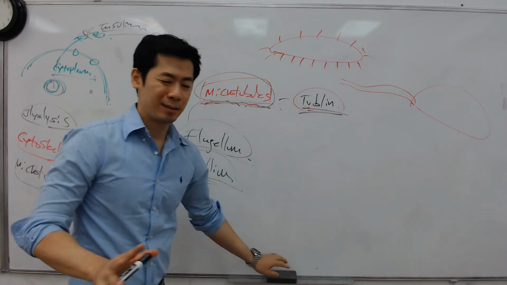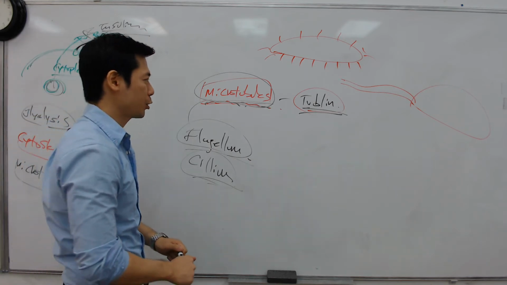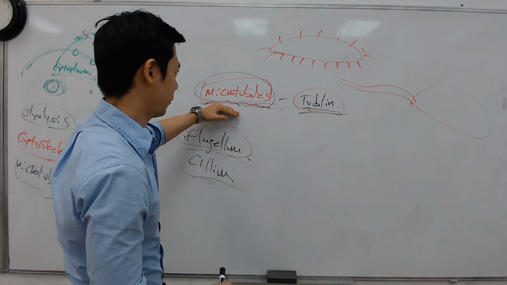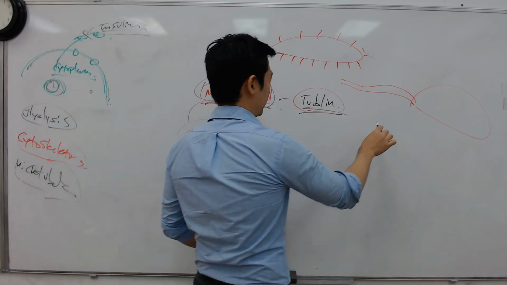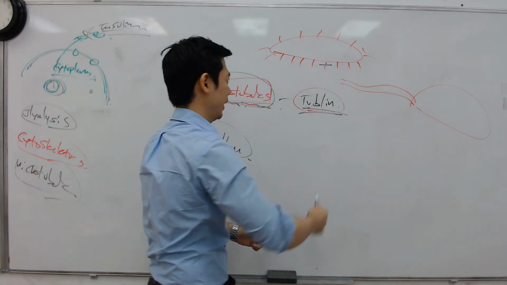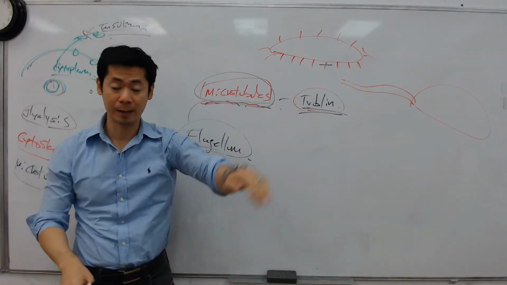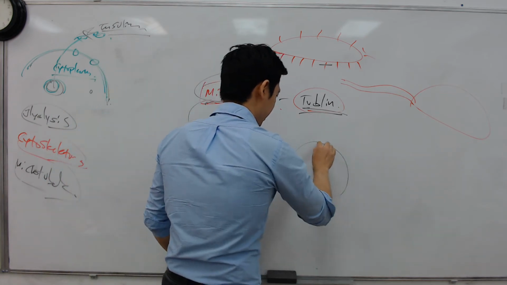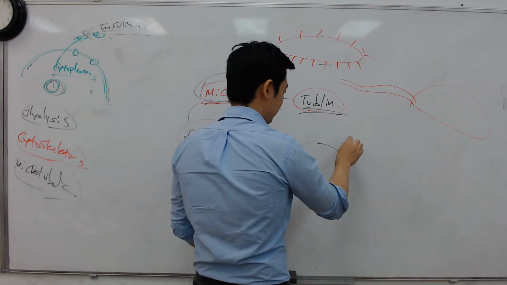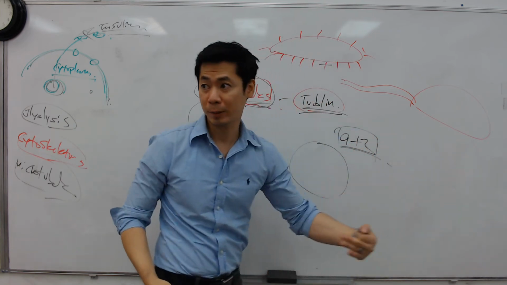So cilia and flagella are created from microtubules, okay? If I cut this cross-sectionally, a microtubule, how would they look is the question, right? They follow something they call 9 plus 2, the formation of microtubules.